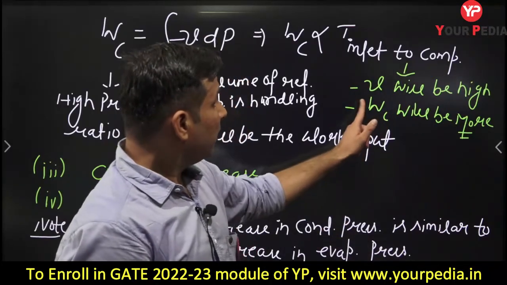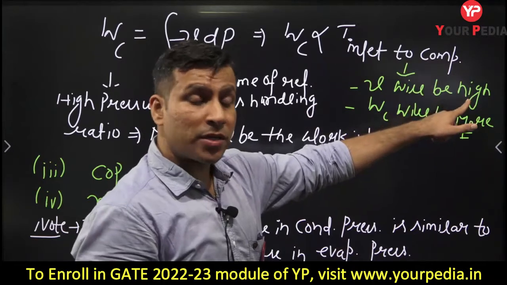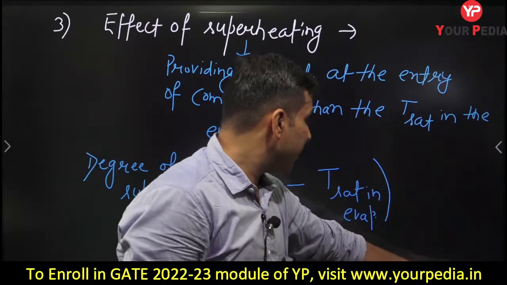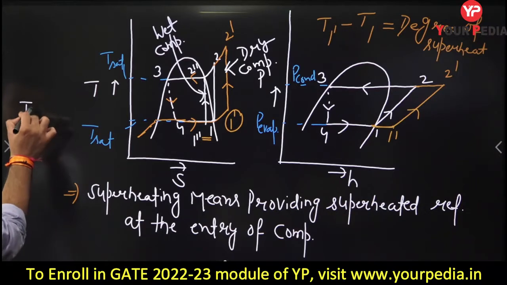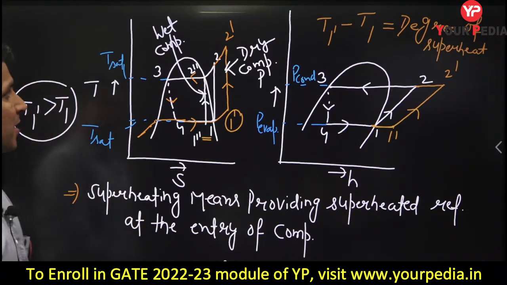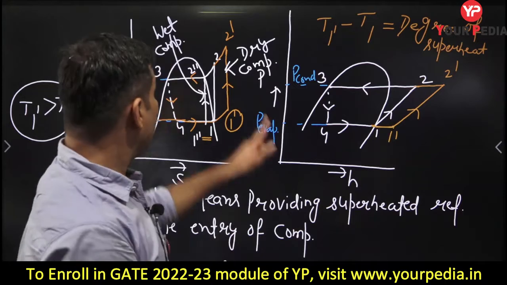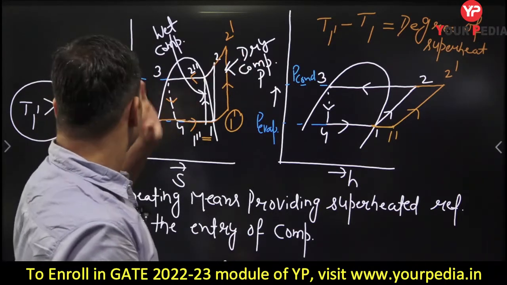I mentioned here, the inlet temperature to the compressor is increasing. Yes or no? By carrying out superheating, this T1 dash is more than T1. Yes or no? T1 dash is more than T1, and T2 dash is also more than T2. Okay, temperature T2 dash क्या है? That is also more than T2.